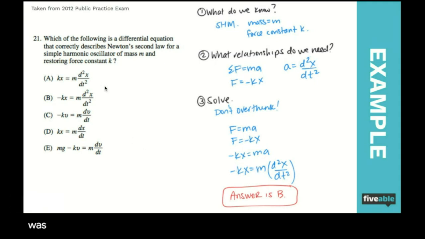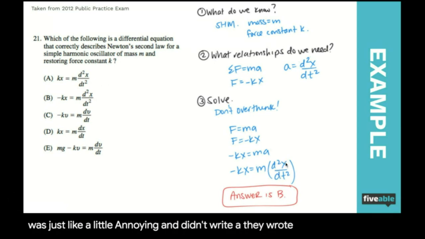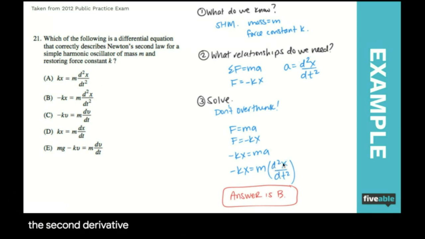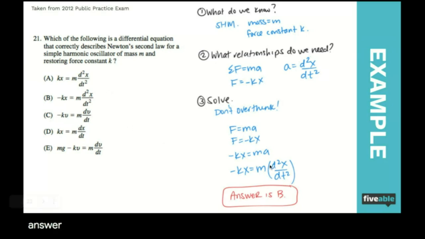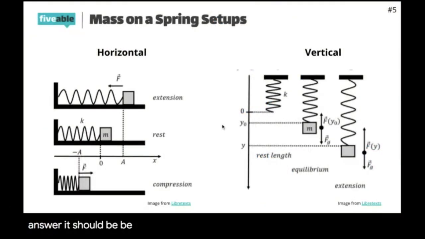And then the test was just a little annoying and didn't write a. They wrote d squared x over dt squared, the second derivative of x with respect to t, for your acceleration. For me, that's just a little eye-rolly, but that is the correct answer. It should be B.